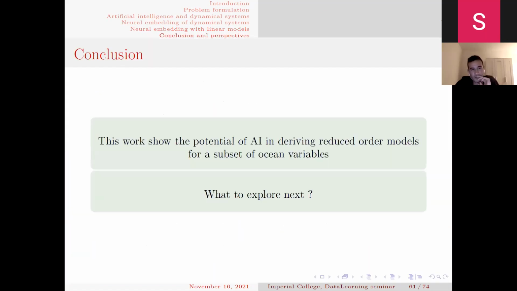Now, moving to the conclusion, I actually hate writing conclusions, because I think that all of the work I presented here is just the start of getting towards the complexity of understanding the ocean or reconstructing fine scale variability of the ocean. But if I need to write a conclusion, I would say that this work shows just a little bit of the potential of using data-driven approaches in deriving reduced order models for a subset of ocean variables.